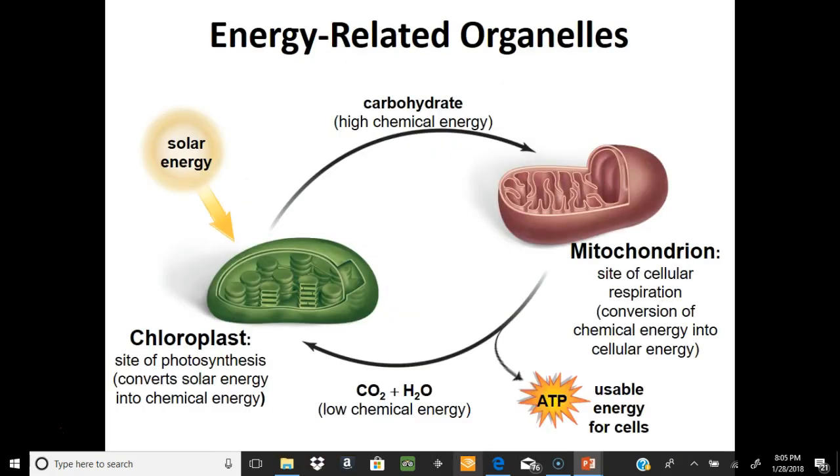The chloroplasts and the mitochondria function together. Chloroplasts take in sunlight energy and produce carbohydrates. Those carbohydrates can be broken down in the mitochondria to produce ATP energy, which is usable by all cells. These two organelles are also important in endosymbiotic theory, how we produced multicellular organisms and eukaryotic cells, which is really important, from single-celled bacteria.